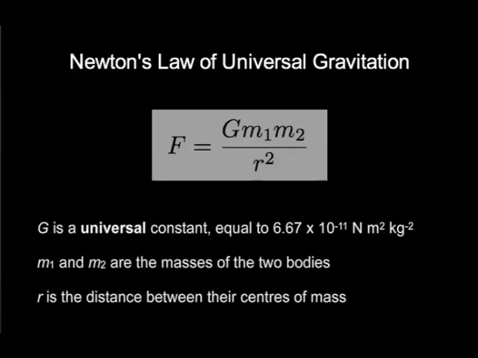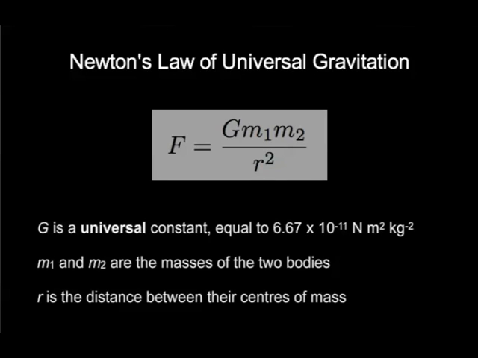Newton's law of universal gravitation states that any two bodies exert a force on each other that is proportional to the product of their masses and inversely proportional to the square of their distance apart. The constant of proportionality is known as the gravitational constant G, and its value can be determined experimentally. It is called a universal constant because it has the same value irrespective of the properties of the interacting bodies.